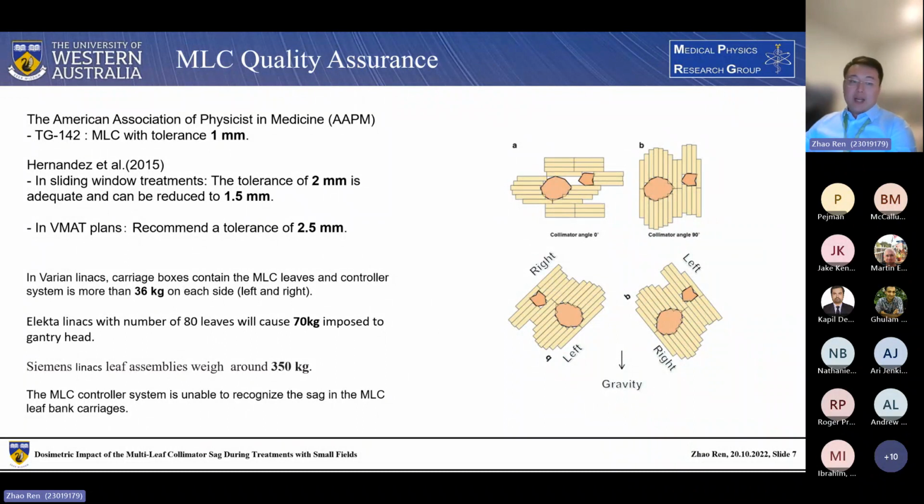However, in the Varian Linac, the carriage box that contains the MLC leaves and the controller system weighs more than 36 kilograms on each side, including the left side and right side. An Elekta Linac with 80 leaves will cause a 70 kilogram impulse to the gantry head. Well, the Siemens Linac leaf assembly weighs around 350 kilograms, but this MLC controller system is unable to recognize the sag in the MLC leaf bank carriage due to gravity.